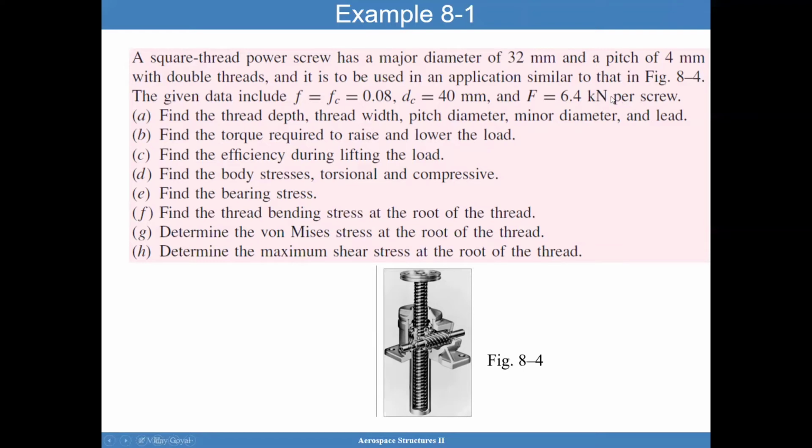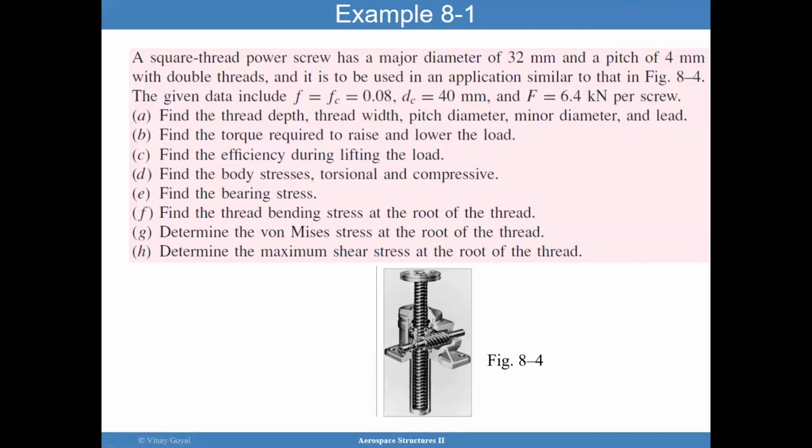So what they're asking us to do is to find the thread depth, the thread width, the pitch diameter, the minor diameter, and the lead. And I think you all know where this goes with A. B is finding the torque required to raise or lower the load. C is the efficiency of the lifting load. D is finding the body stresses. E is to find the bearing stresses. F is to find the thread bending stress at the root of the thread. G is to determine the von Mises stress at the root of the thread. And H is to determine the maximum shear stress at the root of the thread.